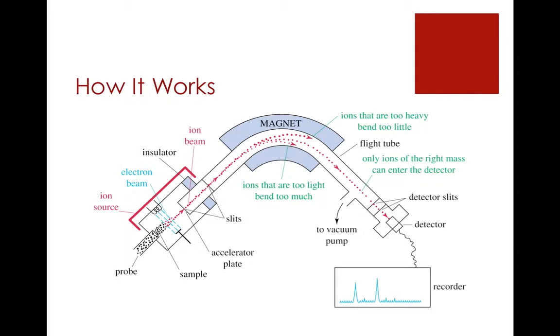The electric and magnetic fields have been calibrated to deflect the unwanted ions, such as ions that are too heavy that bend too little, and ions that are too light that bend too much. The wanted ions then hit the detector, producing a mass spectrum.